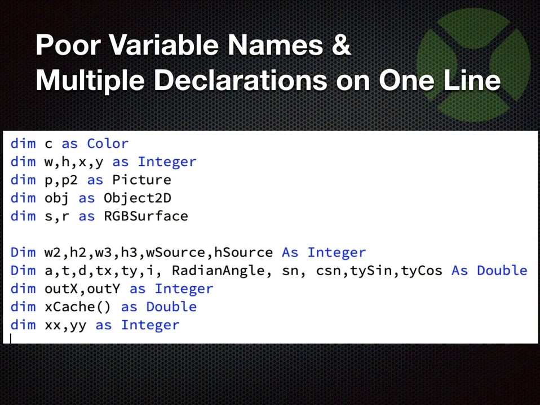The second thing on here is poor variable names. I can take a couple of guesses with W2 and H2 and W3, but that's just a guess because they don't really tell me exactly what's going on. And the one after that, A, T, D, TX, TI, I have no idea what those are. Maybe I is a loop variable.